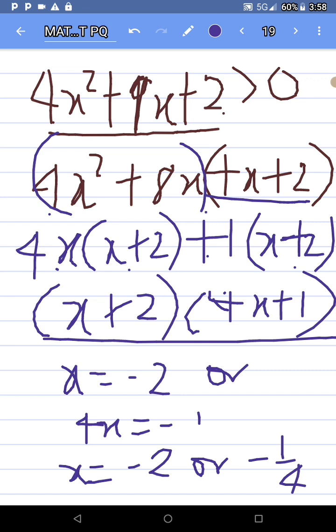Once a number has a negative sign, the biggest becomes the smallest and the smallest becomes the biggest. Naturally 2 is greater than 1 over 4, but with a minus sign, minus 1 over 4 is greater than minus 2. So on the number line, with negative x to the left and positive x to the right, minus 2 comes first, then minus 1 over 4.